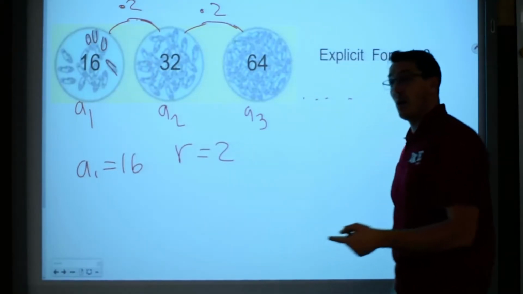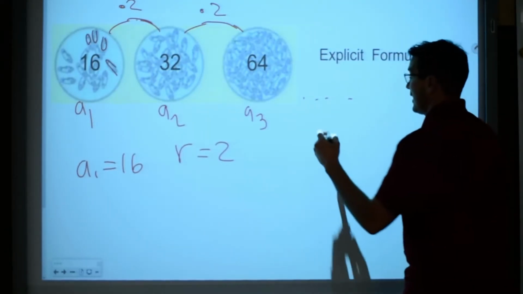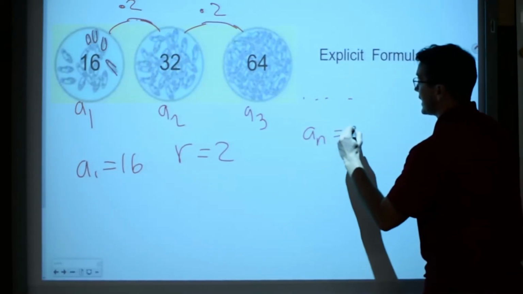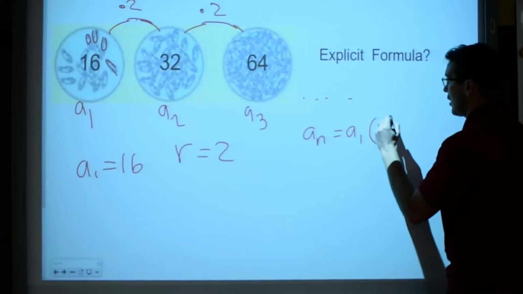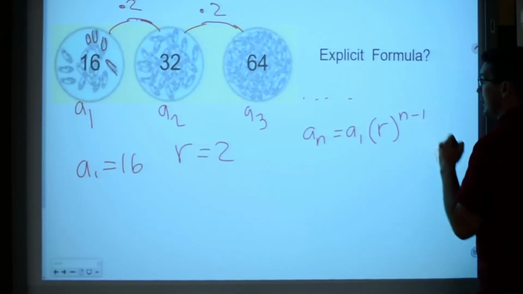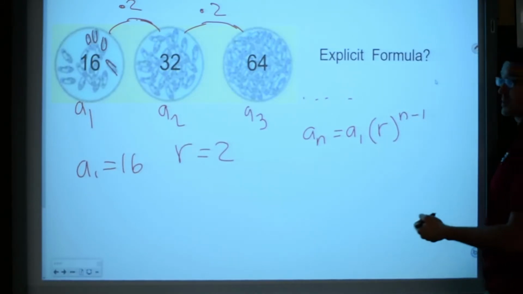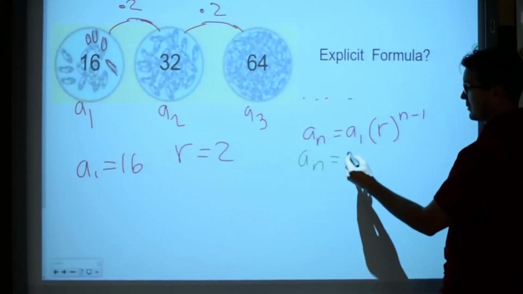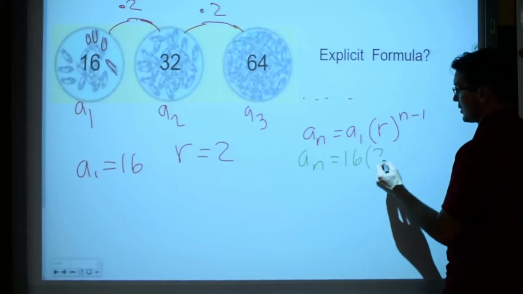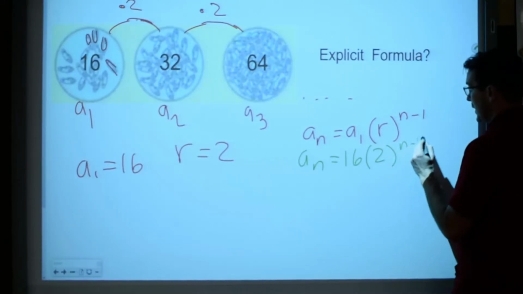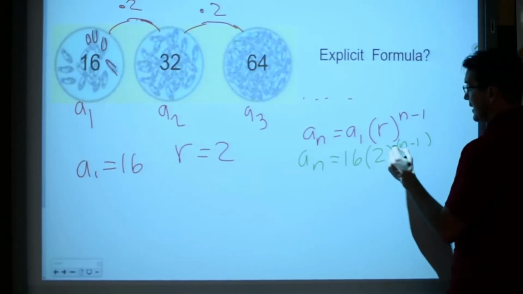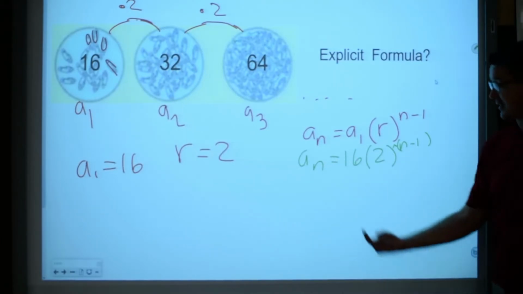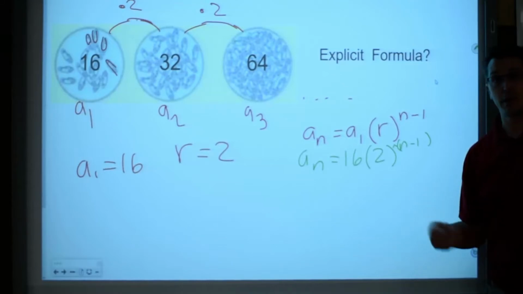If I have a ratio, do I have arithmetic or geometric? Geometric. And the geometric formula is a sub n equals a sub 1 times r to the n minus 1. So now I just substitute those values in. A sub n equals the first term, which is 16, times 2 to the n minus 1. Sometimes students put these in parentheses so they know that's how it goes in the calculator. And from here, if I wanted to find the 10th term, I would just replace n with the term I'm looking for.